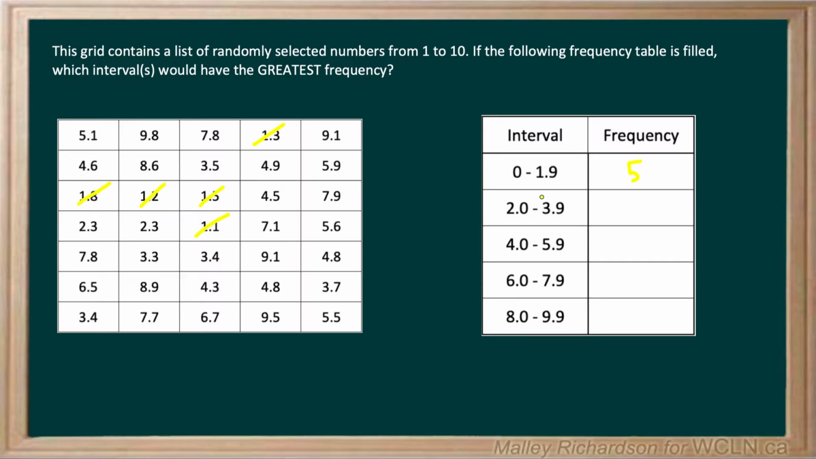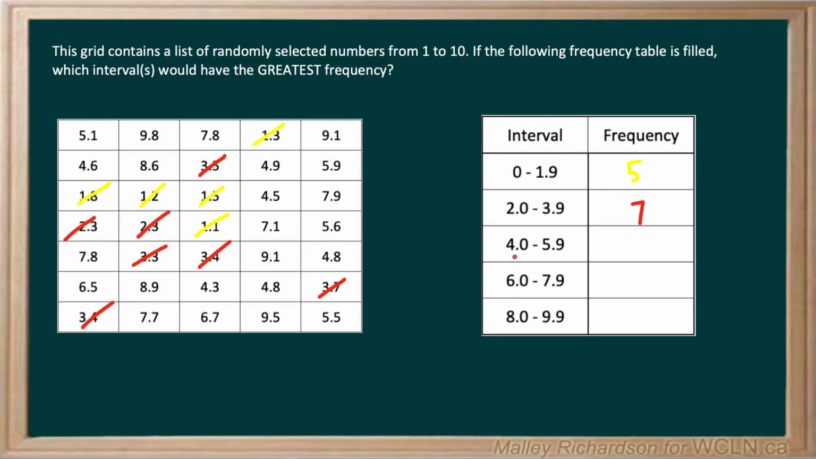Our next interval is 2.0 to 3.9. So let's use red and count all the numbers from 2.0 to 3.9. We have 3.5, 2.3, 2.3, 3.3, 3.4, 3.7, and finally 3.4. And if we count all of these numbers, we get a total of 7.